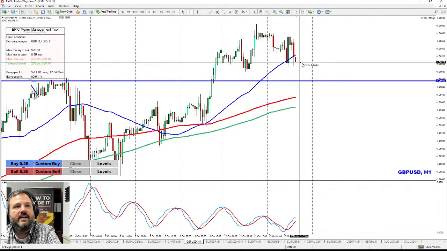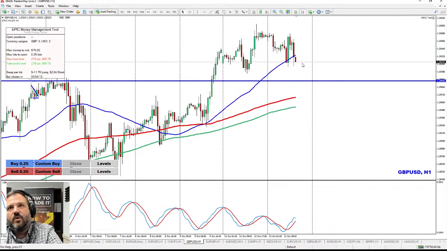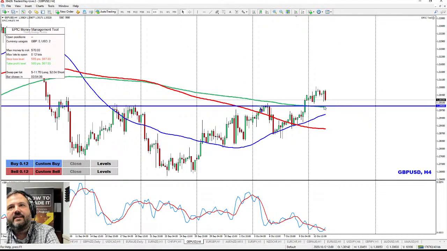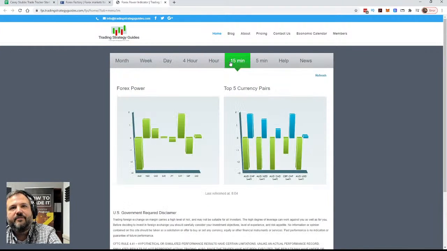It's moving down right now, so it's breaking below the moving average. This is counter trend, but if we look at the power indicator and look at it on a lower time frame, I bet we'll notice that the pound is starting to get weak, right? So that's something to look at.